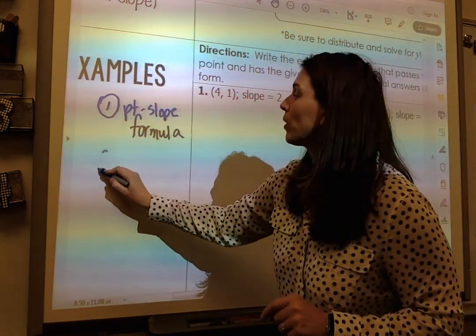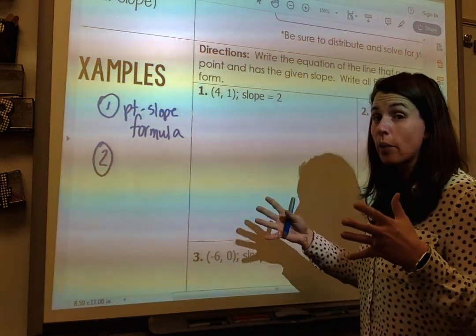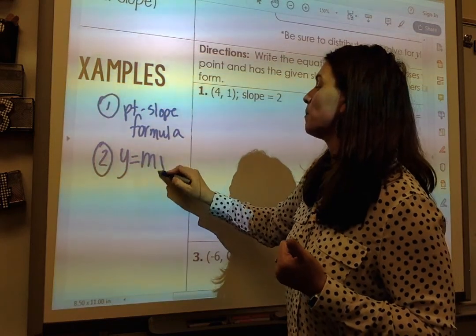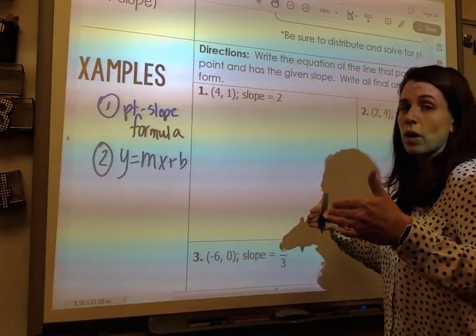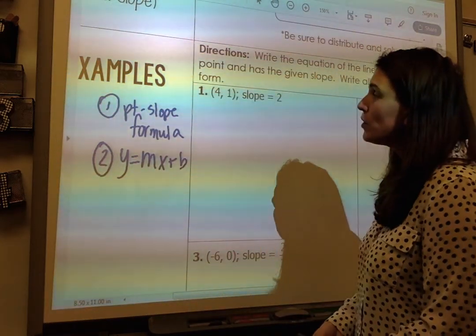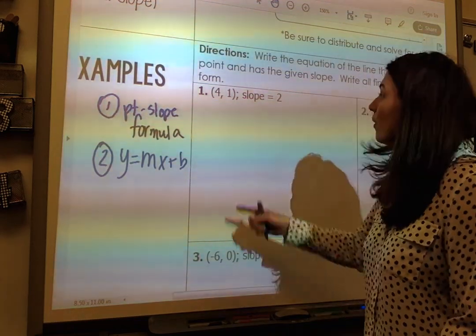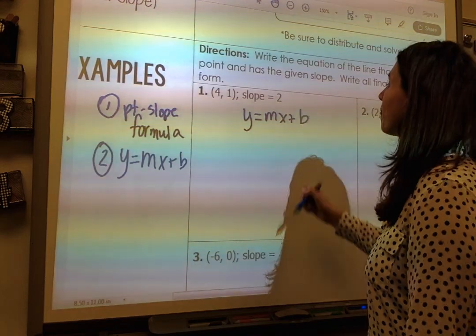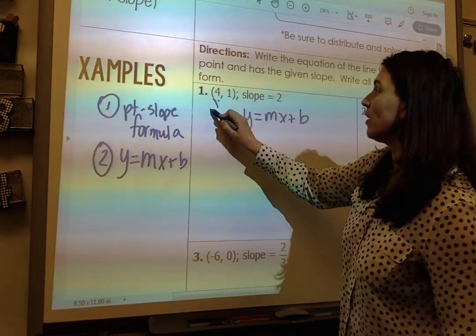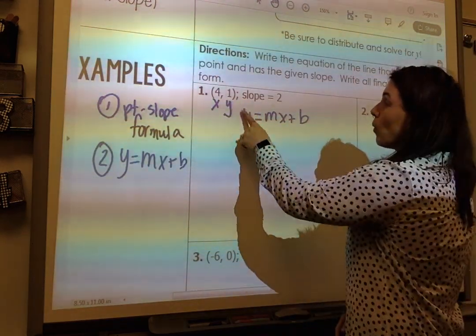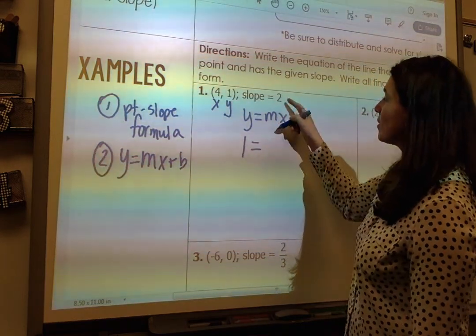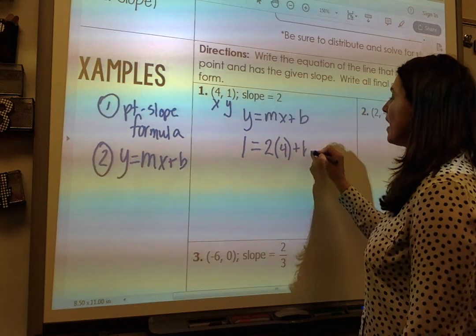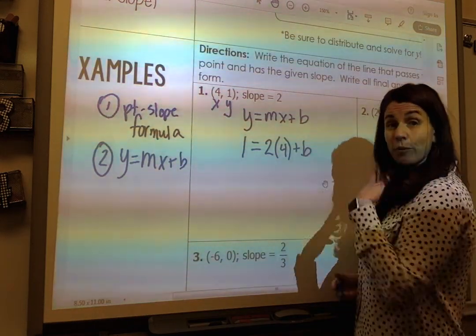The second way we're going to do it is to take the knowledge that we already know. We have already been using y equals mx plus b. So that's what I'm going to use here. I still have an x value and a y value. My y value is 1, my slope is 2, and my x is 4. Now that allows me to solve for b.